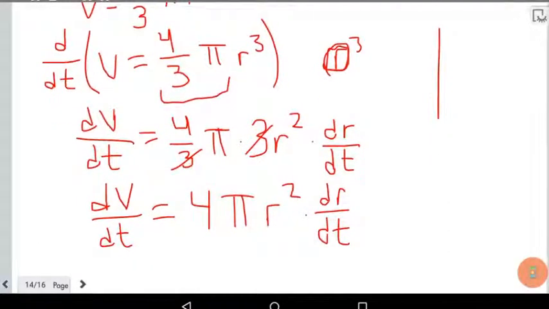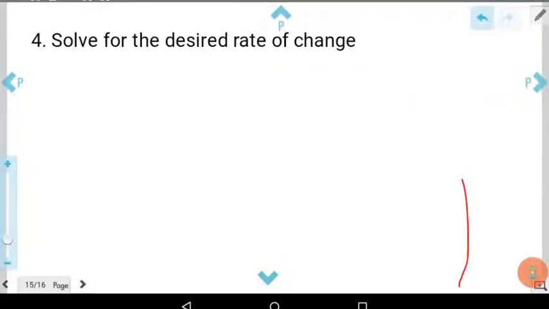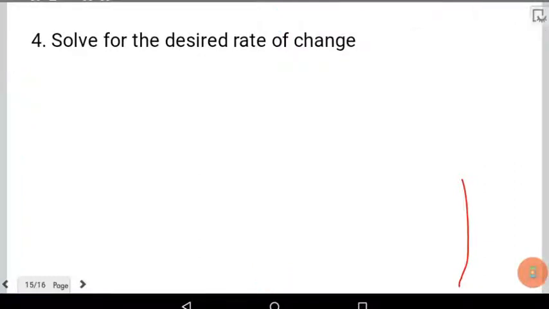So that is really all there is to the implicit differentiation step. Now, really all there is left to do, we can go ahead and move on to our fourth and final step, which is to solve for our desired rate of change. Solve for the rate of change that we were looking for.